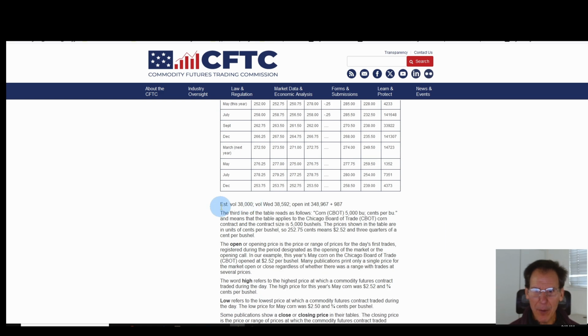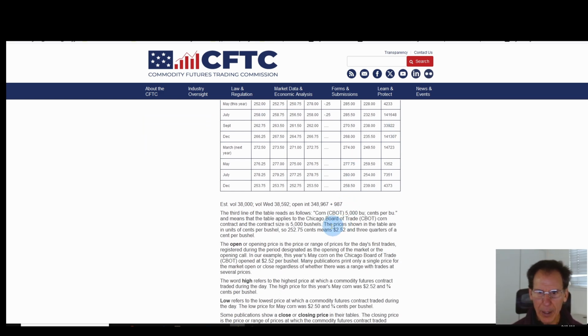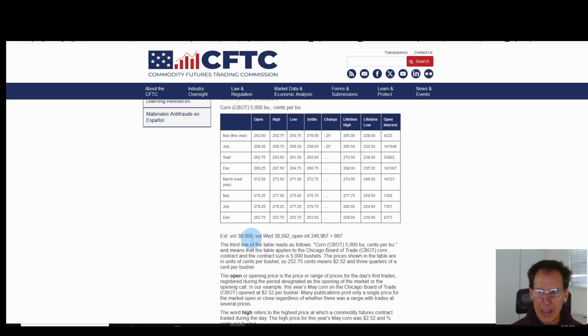So here it is. Estimated volume. Here are the different contracts: May, July, September, December, then the next year, March. So we have quarterly contracts. We have an open, a high, low, settle, and a change. This is the all-time high, all-time low, and then the open interest, the number of contracts for this particular contract. We have estimated volume 38,000, Wednesday's volume 38,592, open interest 347,986, and that's up 987 contracts.